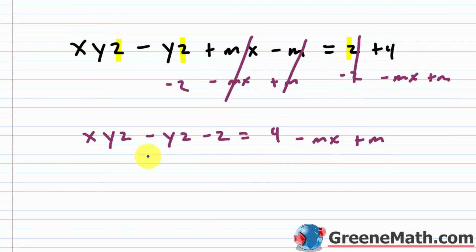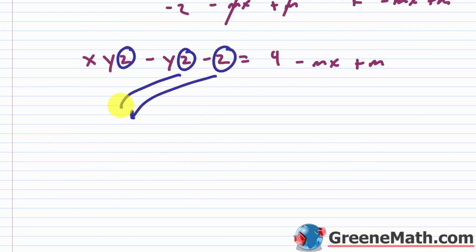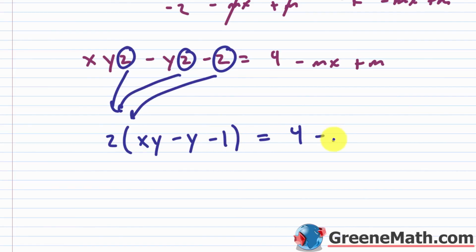If I look at this guy again, you have your z, your z, your z. You could factor that out. And so let's pull that out in front of a set of parentheses and put z here. And you'll have xy minus y and then minus 1. This equals 4 minus mx and then plus m.